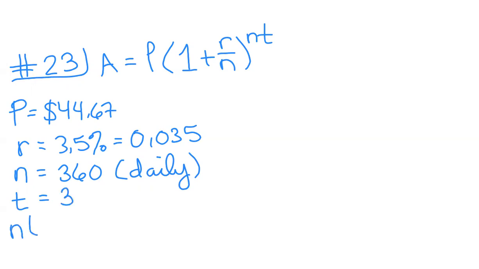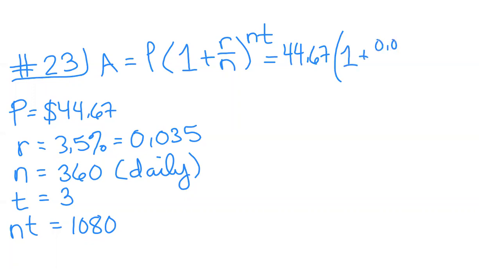Now we know from last time we need 3 times 360, right? So 3 times 360 is 1080. And now we can fill out our formula here, right? 44.67 times the quantity 1 plus the ratio 0.035 divided by 360 raised to the 1080.